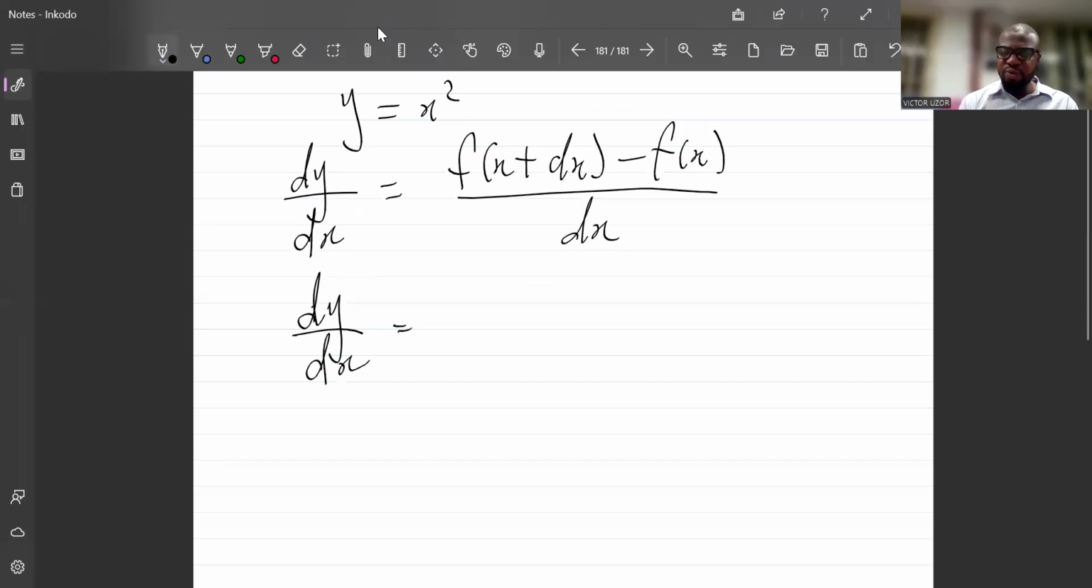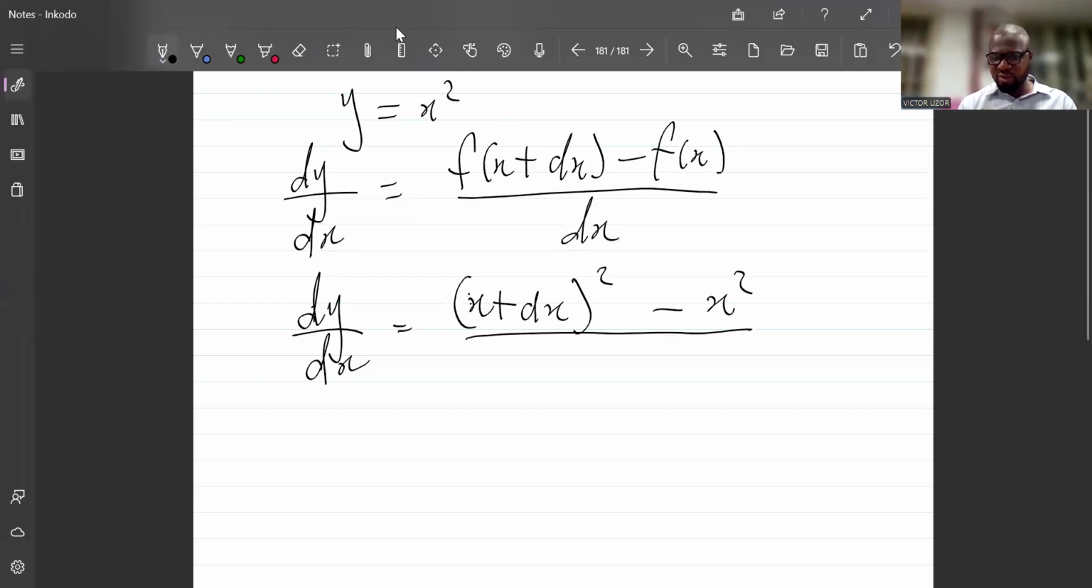So when they put f of x plus dx, that means I will replace this in the equation. I will now have x plus dx, this now replaces my x. And my x is squared, I'll still put the square there, minus my f of x, which is already x squared. I'll put x squared, all over dx.